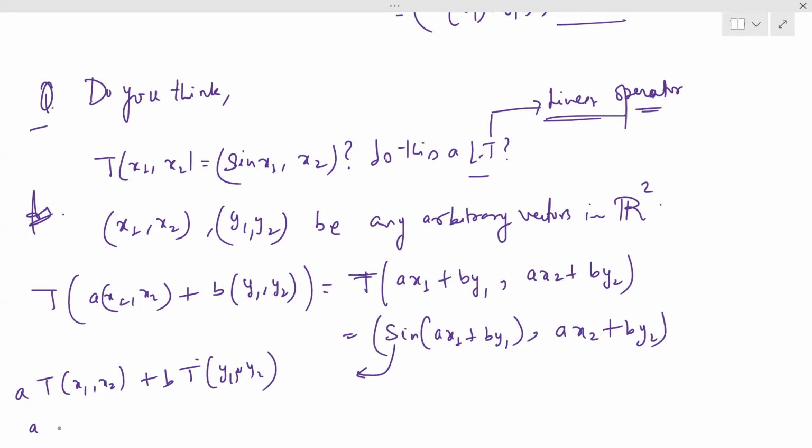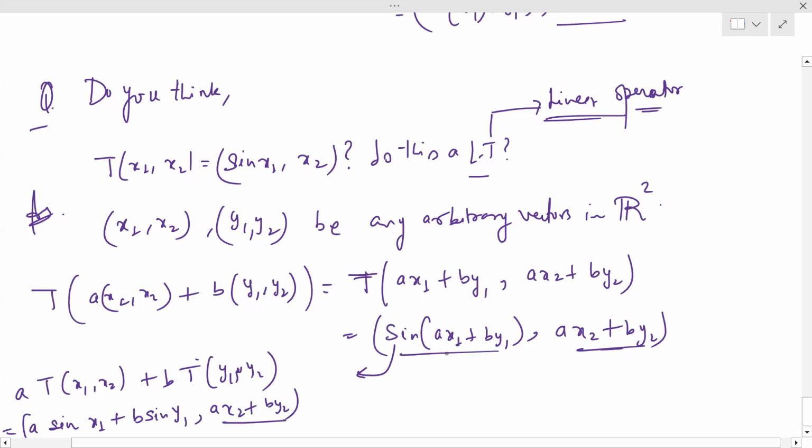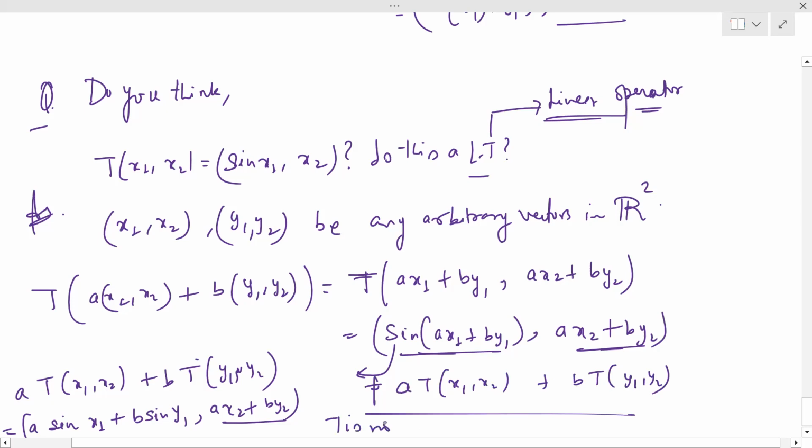If you write this, I'm going to get a sine x1 plus b sine y1, comma, ax2 plus by2. This is fine, but the first term is not the same, because sine of (ax1 plus by1) would be sine ax1 cos by1 plus cos ax1 sine by1. So this is not equal to this. Clearly, this is not equal to aT(x1, x2) plus bT(y1, y2). So I can say that my T is not a linear transformation.